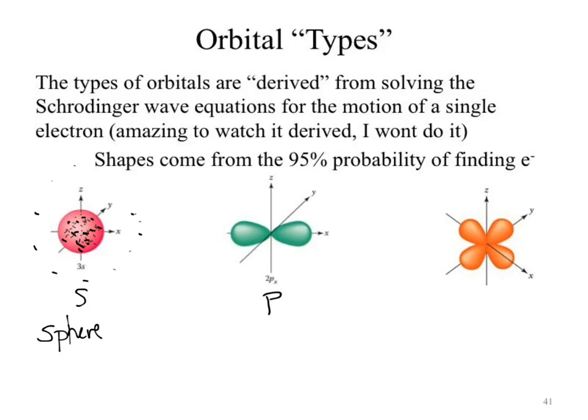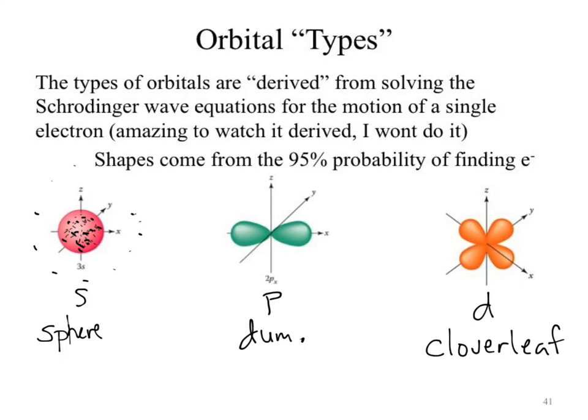The P shape was? Or a dumbbell. Let's try that again. Dumbbell. Last shape is our d orbital. And our d orbital is typically referred to as the, pretty close, cloverleaf.